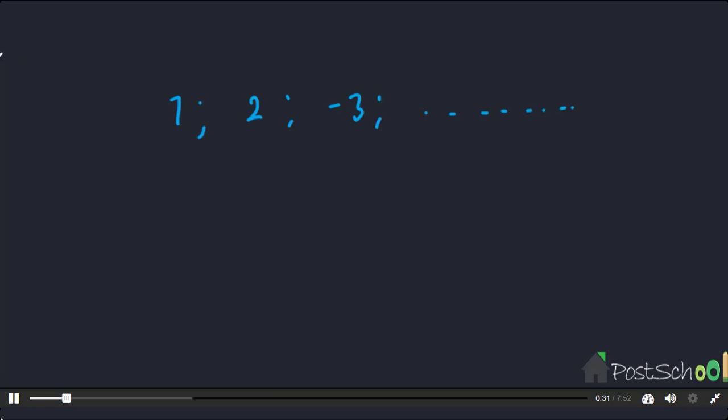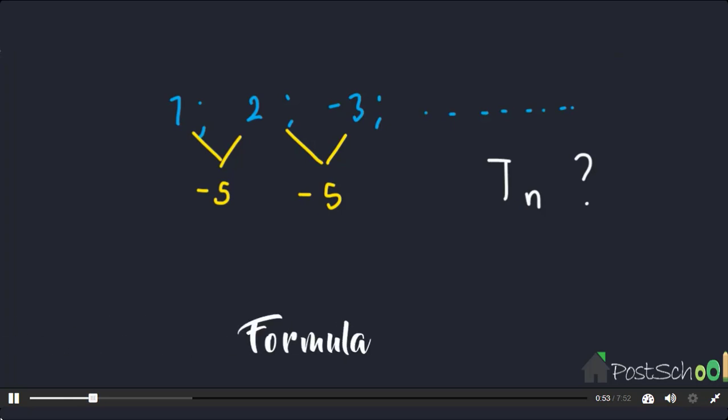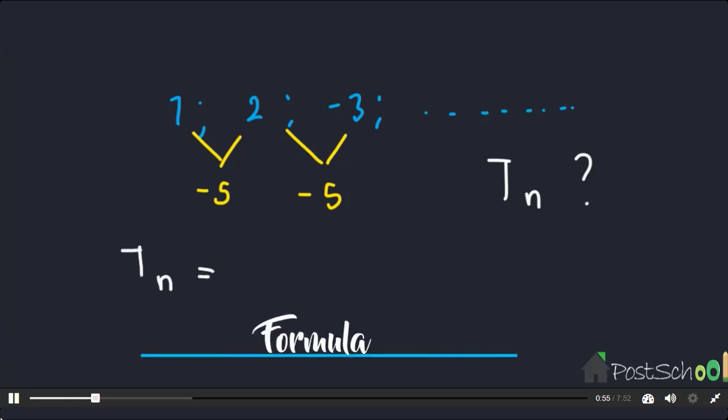Okay, so what is the first thing that we have to do? The first thing is to find the difference of this sequence. So 2 minus 7 is negative 5, and negative 3 minus 2 is also negative 5. The question is asking us to find Tn. So what is our formula for Tn? Tn is equal to a plus (n minus 1) d.